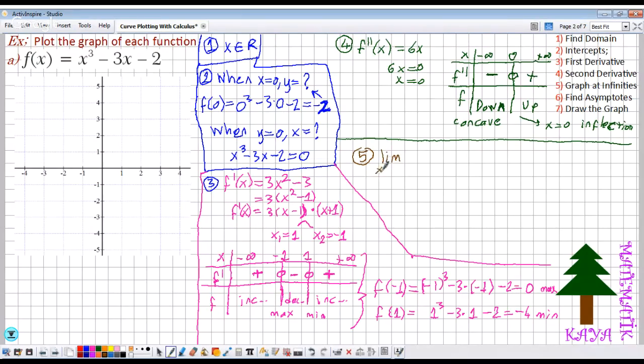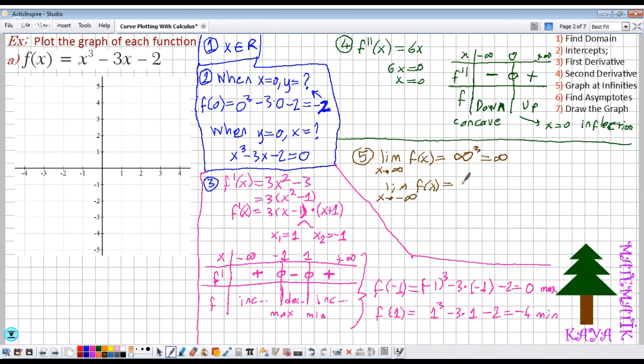Limit when x goes to plus infinity of f of x. Then limit when x goes to minus infinity of f of x. If you have a polynomial function like this, with no rational expressions, you look for the biggest power of x, which is x cubed. When you replace plus infinity, plus infinity to the power of 3 is plus infinity.